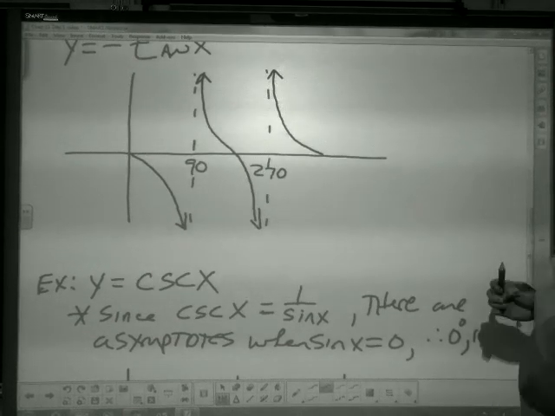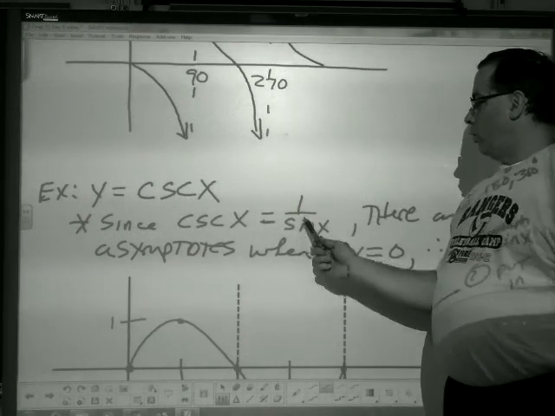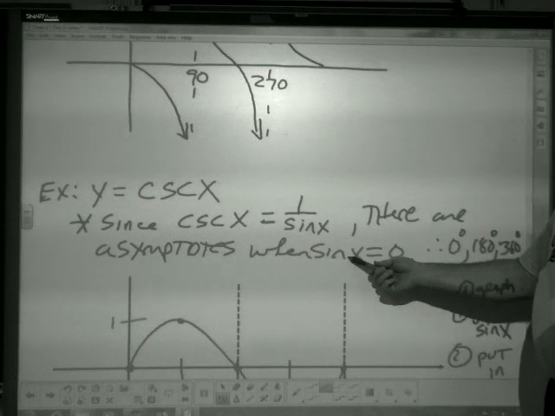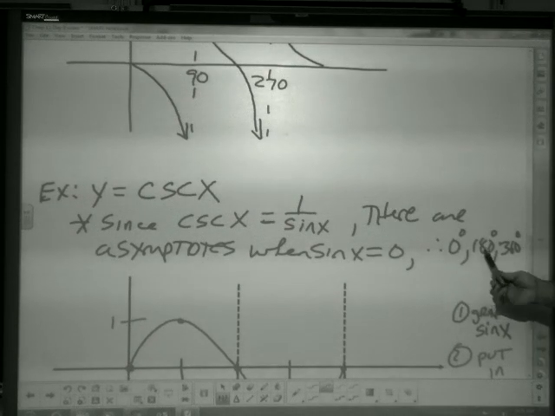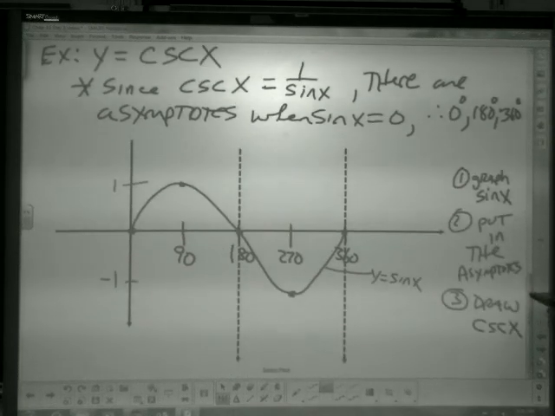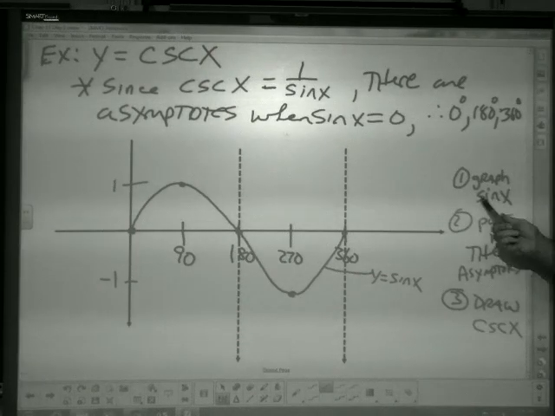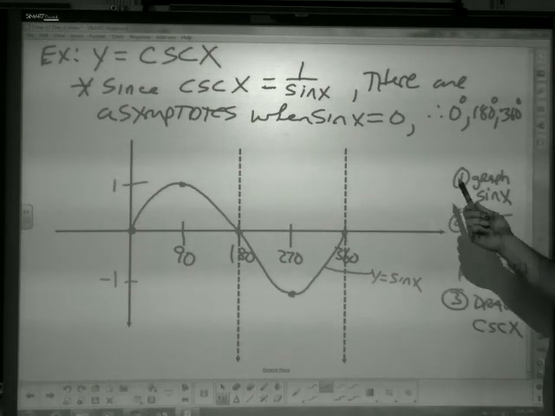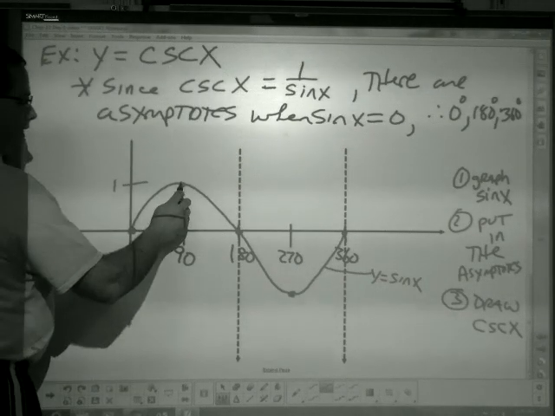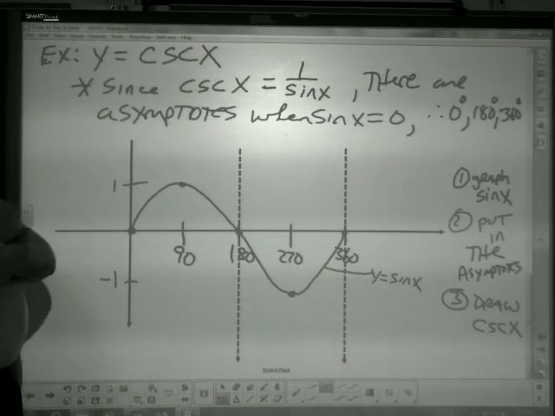Cosecant. So let's think about what this says. Since cosecant is 1 over sine, there are asymptotes when sine is equal to 0. In other words, 0, 180, and 360, because you can't divide by 0. So what do we first do? If I'm going to graph cosecant, I'm going to first graph sine x. We just got done doing this, so it's just a basic sine x graph. Sine starts at center line, maximum at 1, 0, minimum, back to 360.